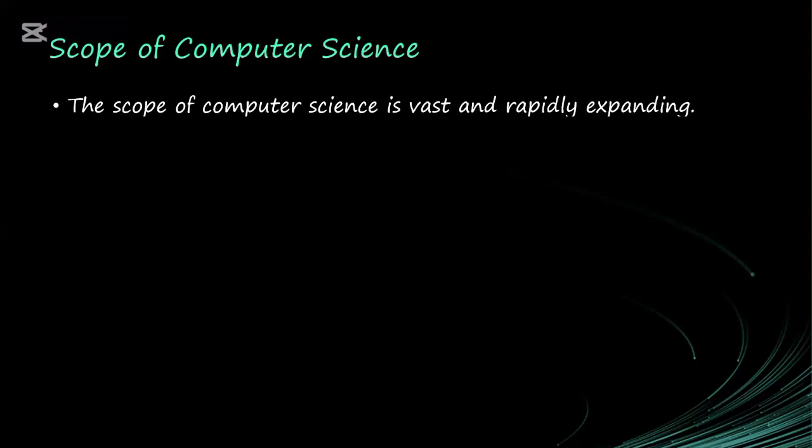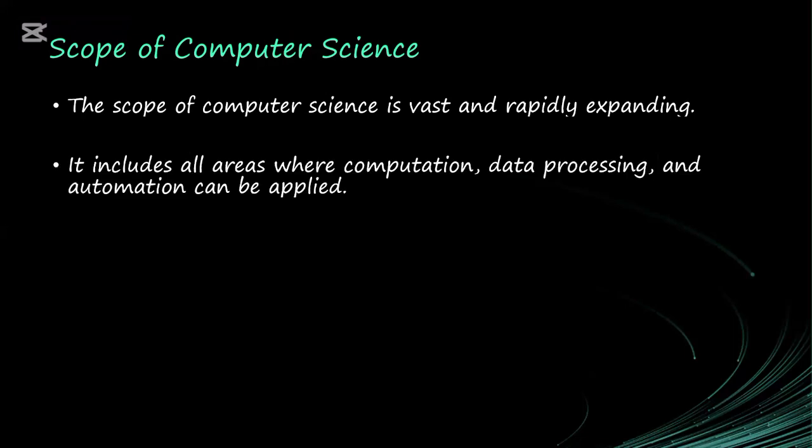So what is the scope of computer science? The scope of computer science is very vast, and it is rapidly expanding. It includes all areas where computation, data processing, and automation can be applied. Computation, data processing, and automation are the key concepts of computer science. Anywhere you need to compute something, perform operations, or do some data processing or automation, you need computer science in that area.